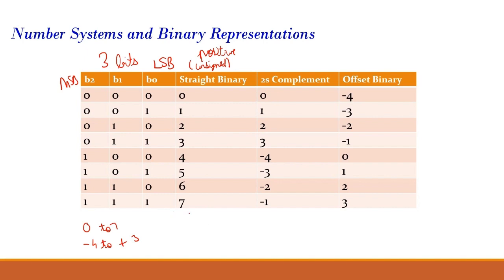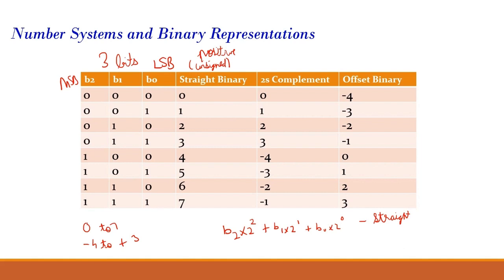And how is it actually done? How do I get the number 7 or any number? For straight binary, it is B2 into 2 raised to 2 plus B1 into 2 raised to 1 plus B0 into 2 raised to 0. This is for straight binary, which is always positive.